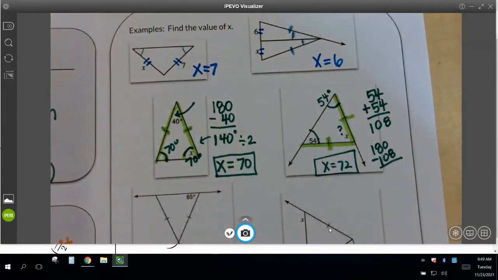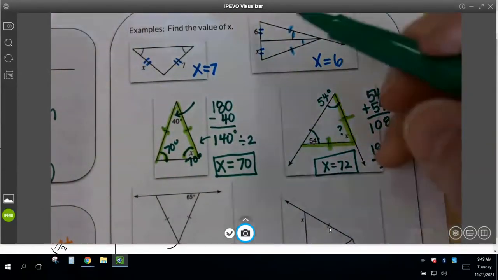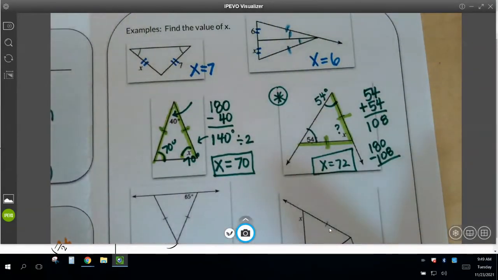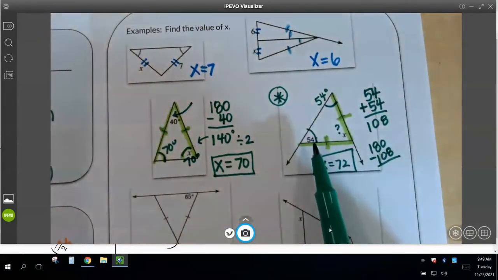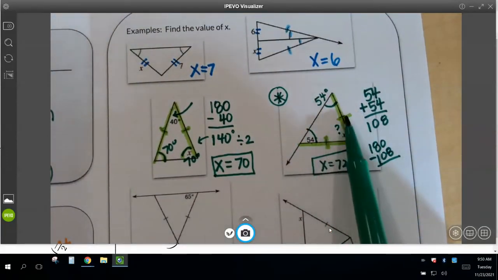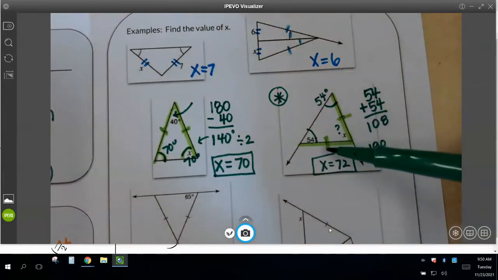And x will equal 72. So this is an important one. You want to be real careful there because of the way that the triangle is facing. It's very tempting to think that x is a base angle, but the sides that are marked congruent are actually this side and this side here.